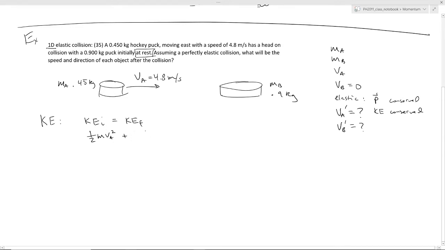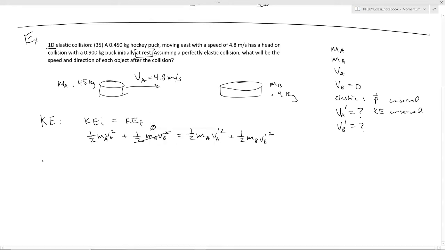So we have two different masses floating around. 1/2 MA VA squared plus 1/2 MB VB squared is going to have to equal 1/2 MA VA prime squared plus 1/2 MB VB prime squared. And we know right off the bat that VB is 0, so this piece will be 0. Okay.